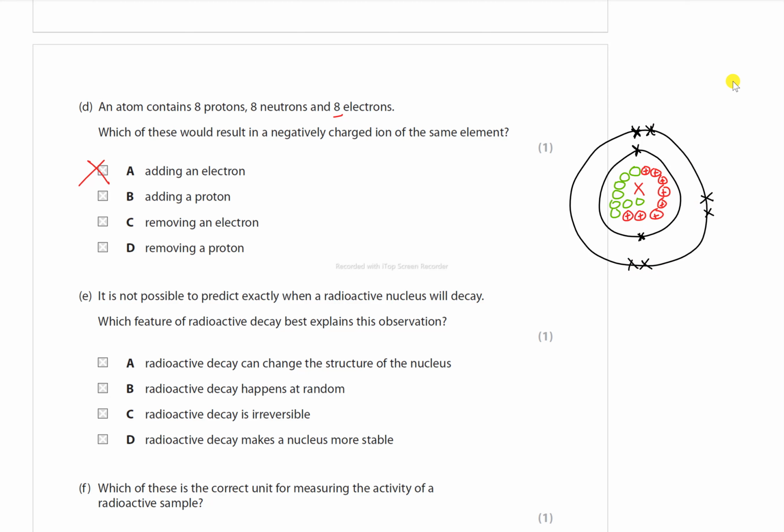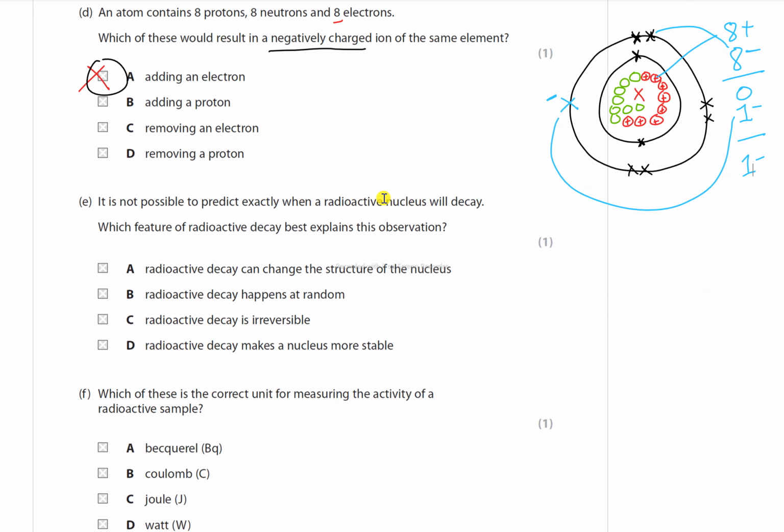Now, which would result in a negatively charged ion. So if we add an electron, that's an extra minus. Before we had 8 pluses and 8 minuses. That equals 0 as they cancel each other out. So if we add one more negative, our overall charge is -1. Right, let's move on.